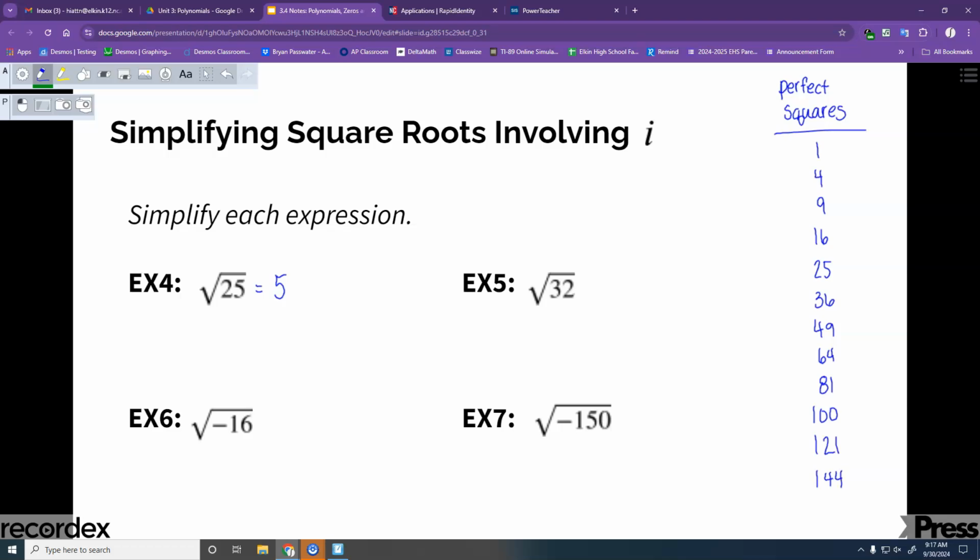I'm going to stop there, but they keep on going, right? We could do 13 times 13, 14 times 14, 15 times 15. I don't really expect you to know those because when you memorized multiplication tables, you probably stopped at 12 for those. So these are our perfect squares. We're going to use those to help break down square roots, okay?